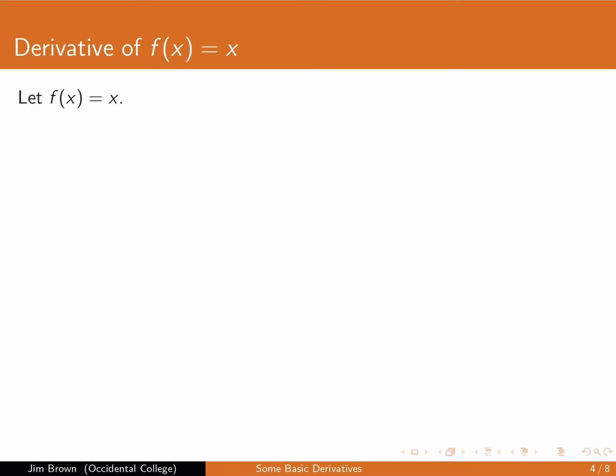Moving up one level of difficulty, what about the function f of x equals x? Again, this one we know already if we think about it, because this is just the line y equals x. And so we know the derivative of that should be the slope of the line, because this is a line. If we think of this as y equals mx plus b, the m here is just 1. So we expect our derivative here should just be 1. Let's go ahead and verify that with the definition.